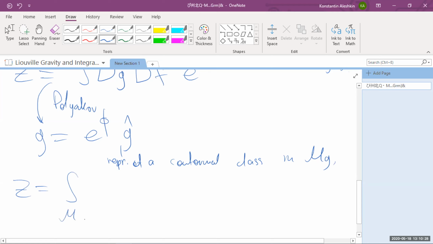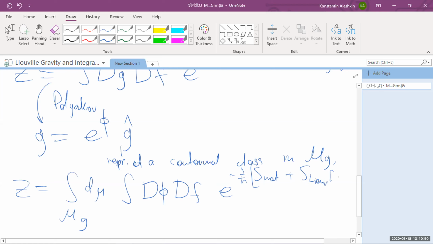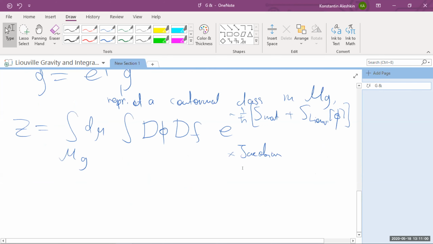some finite dimensional integral, some measure, and there is a path integral over the conformal factor of exponent of the action of matter plus action of Liouville, which depends on this phi. At the same time, some Jacobian, which can be realized as phi df of ghosts, or any other way.